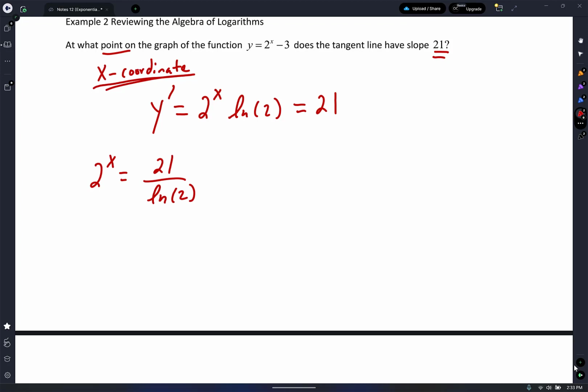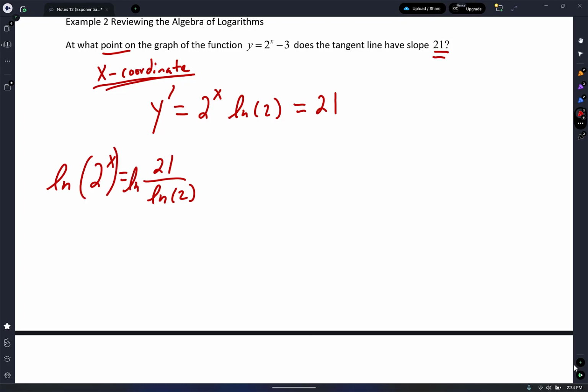Have I lost anyone? Okay, I need to solve for x, so I need to bring that x down. How do I bring the x down? With a log. I can use log, but I'm going to use natural log because I have to write less, ln. It doesn't matter, you can actually use log. Whatever I do to one side, you do to the other.